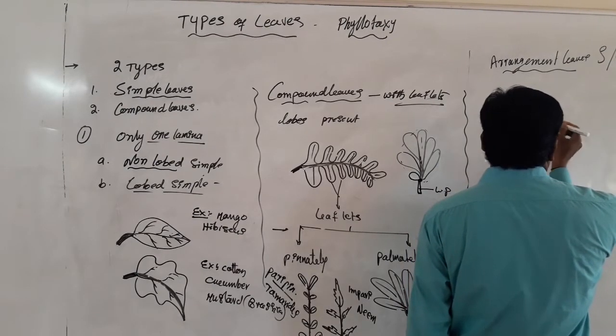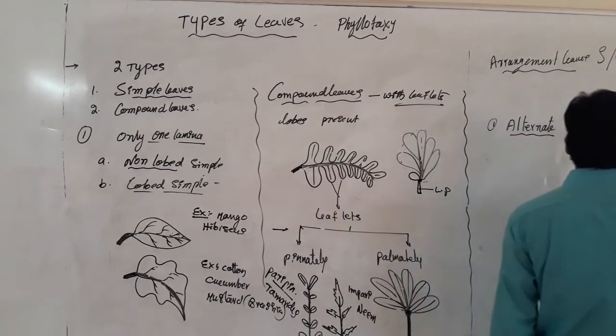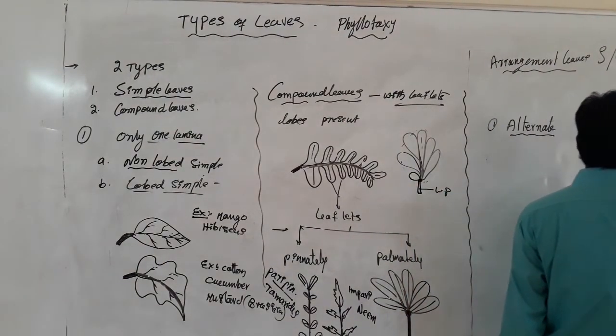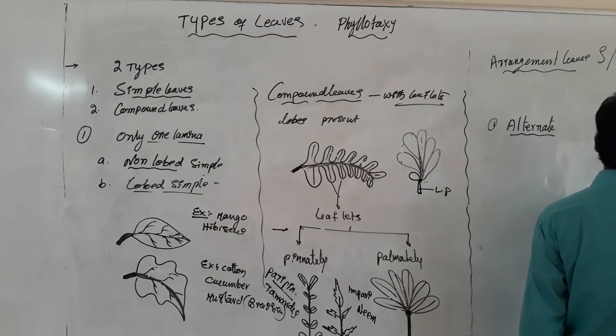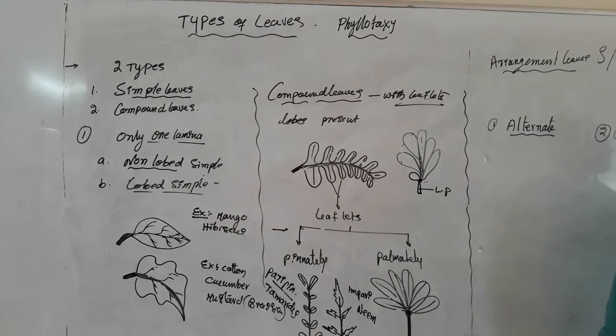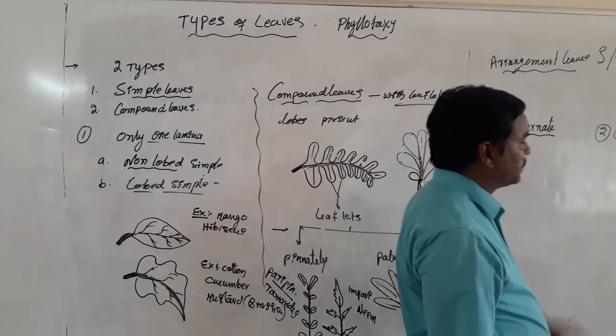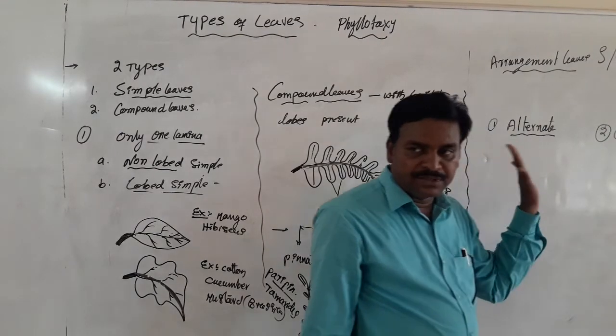Alternate phyllotaxy. Second one, this is opposite phyllotaxy. Third one, this is whorled phyllotaxy. There are a total of three types of phyllotaxy. There are three arrangements of leaves in plants, in angiosperms especially.